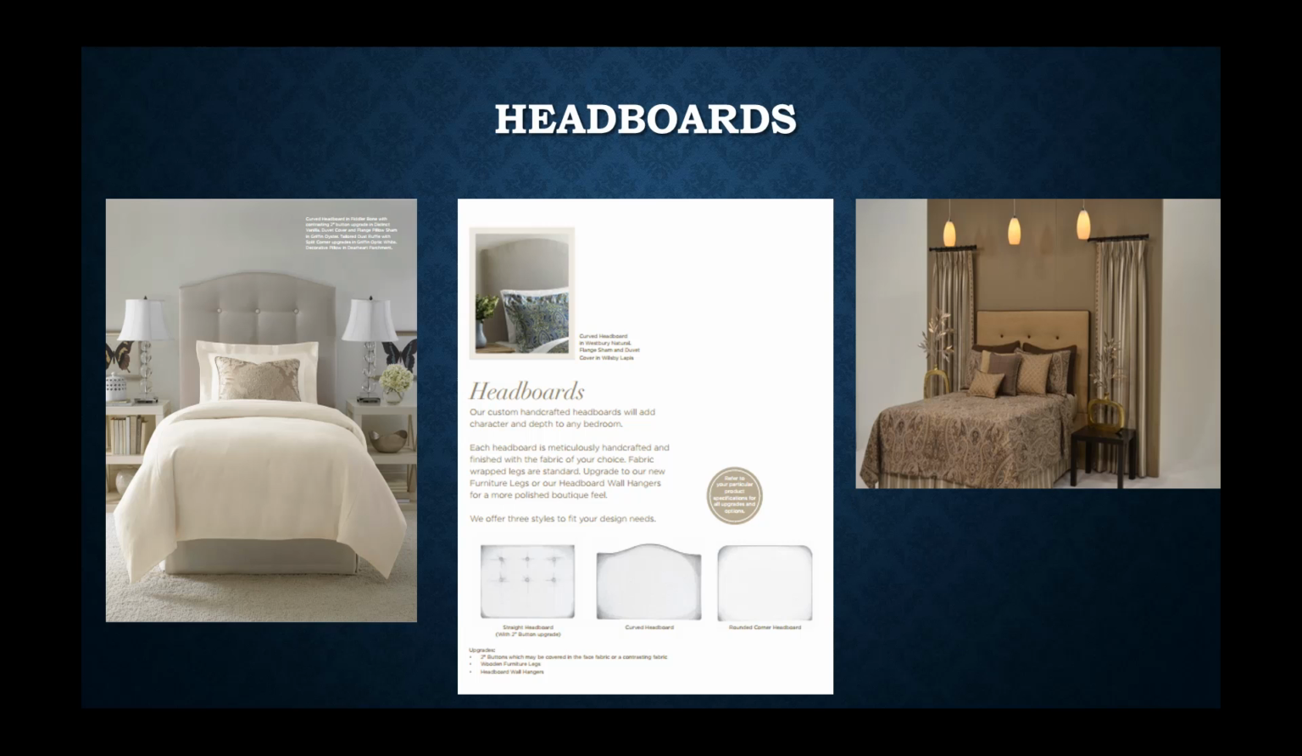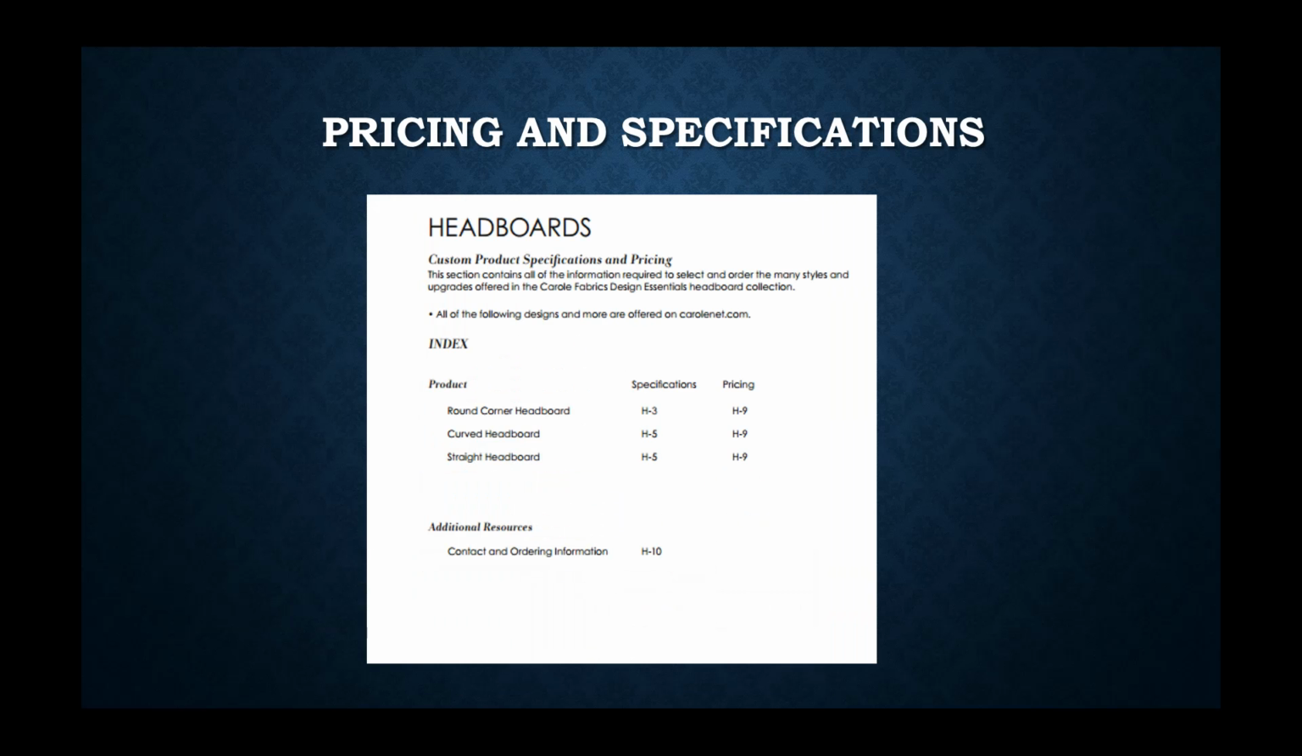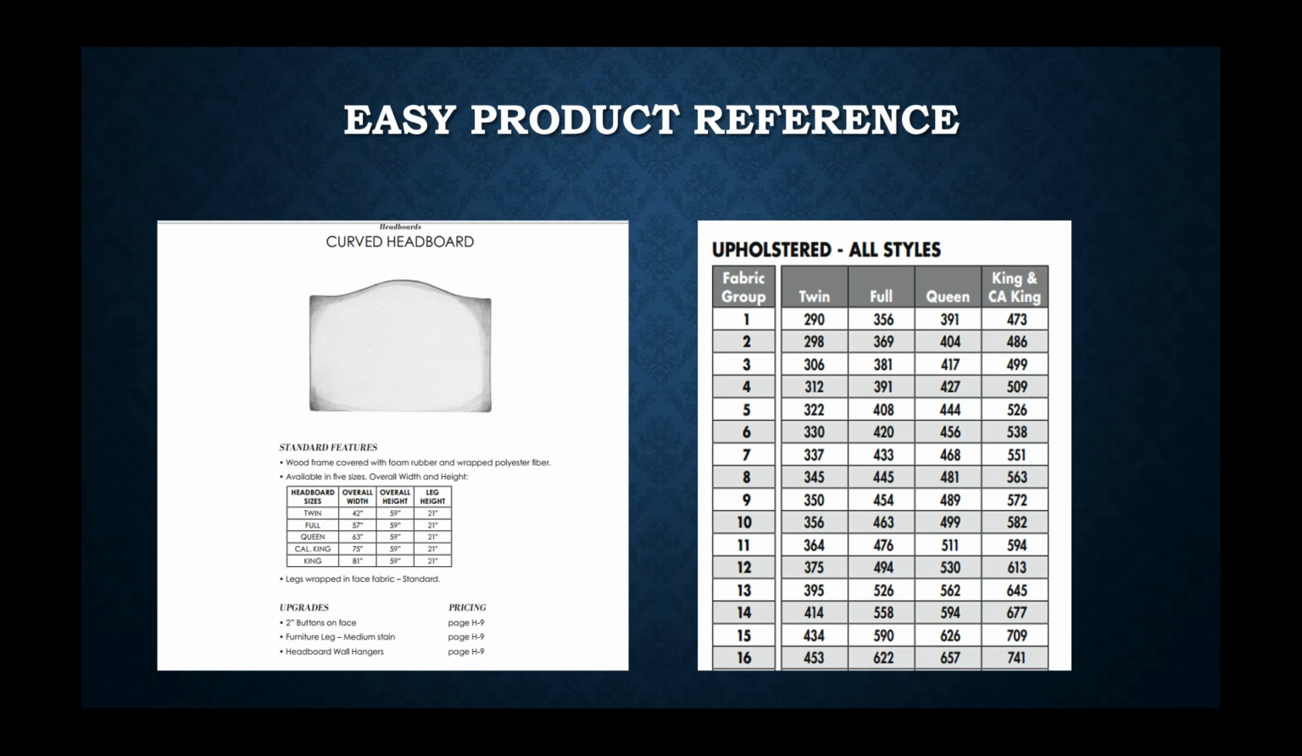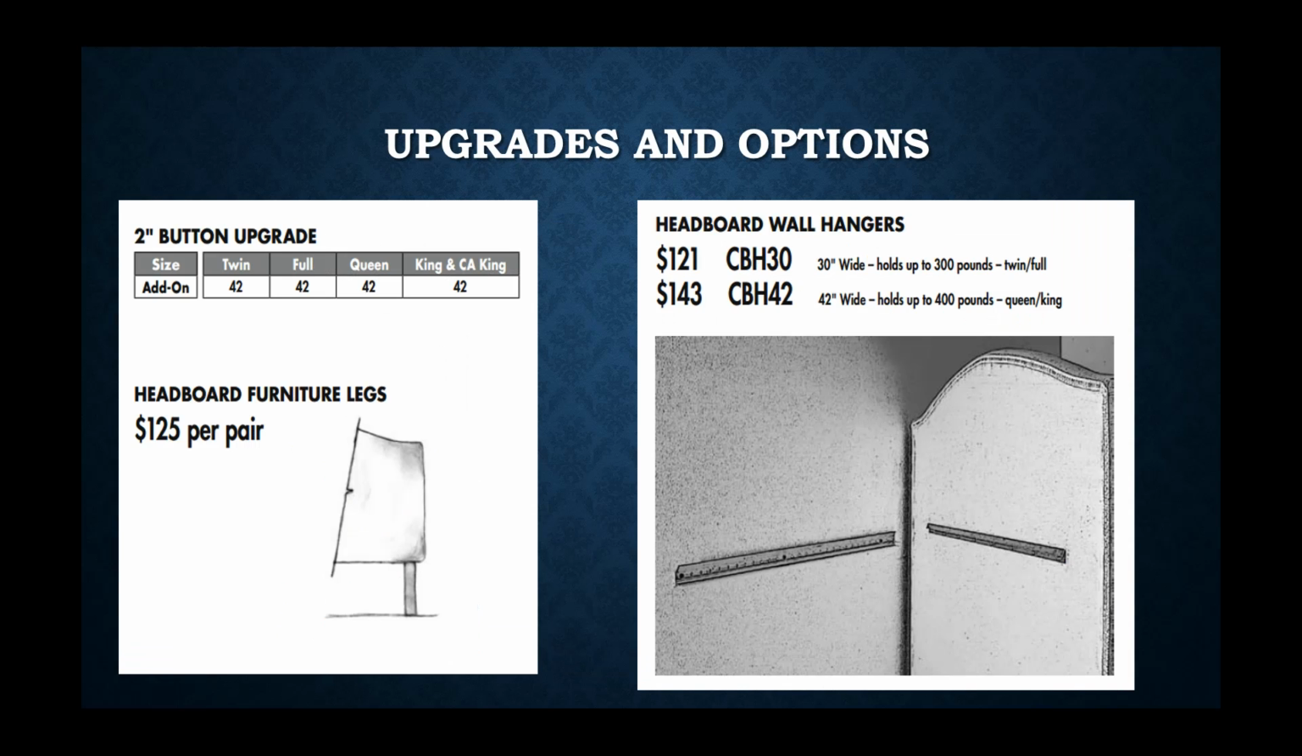We've got a wonderful selection of headboards. There's 3 different headboards. You can get them with or without buttons, all 3. You go into it and it kind of explains how you do that. So for example, there's our index page. That was simple, wasn't it? There's my 3 headboards. If I flip it and I wanted to price one out, for example, it's just a matter of picking out the fabric group that I want, and then it's twin, full, queen, or king and California king.